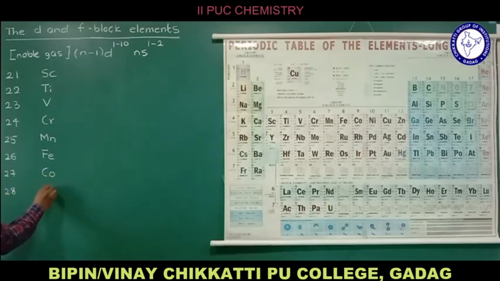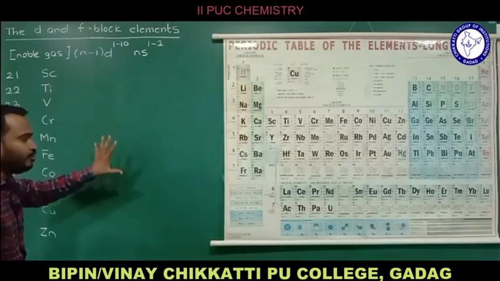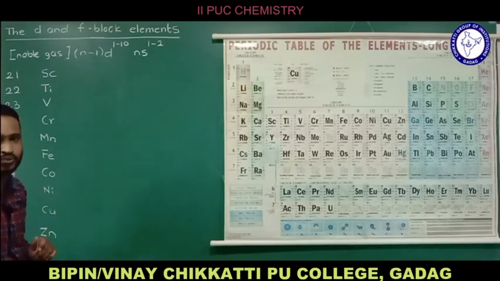28 is nickel, 29 is copper, and the last element in the 3d series, 30, is zinc. So the first column mentions the atomic number of the 3d series, and these are the elements from scandium to zinc. Now we will see the electronic configuration of these individual elements.